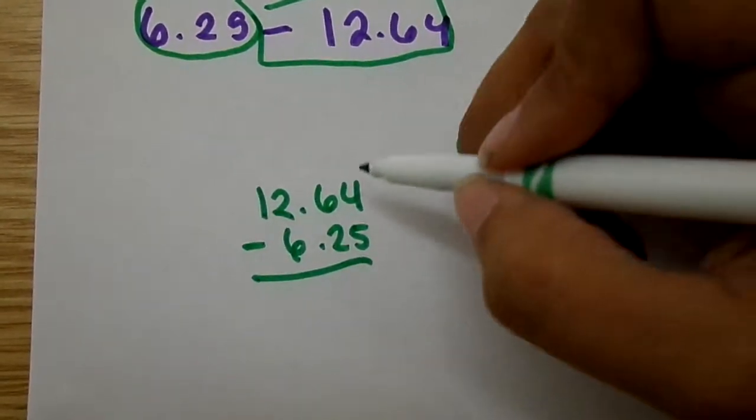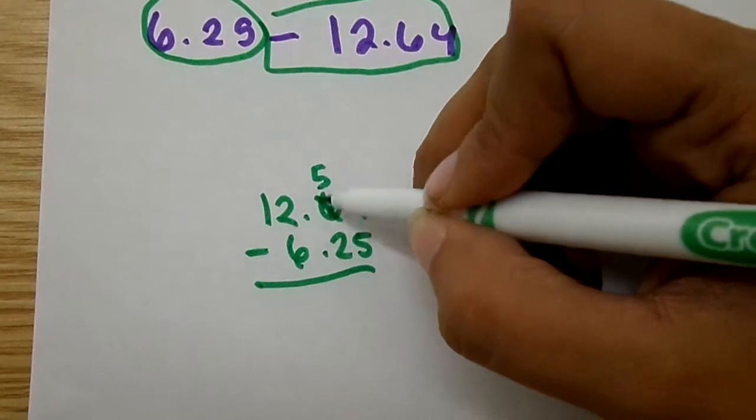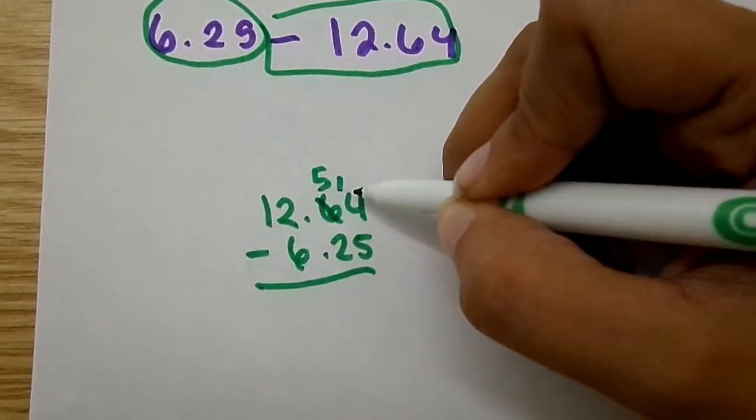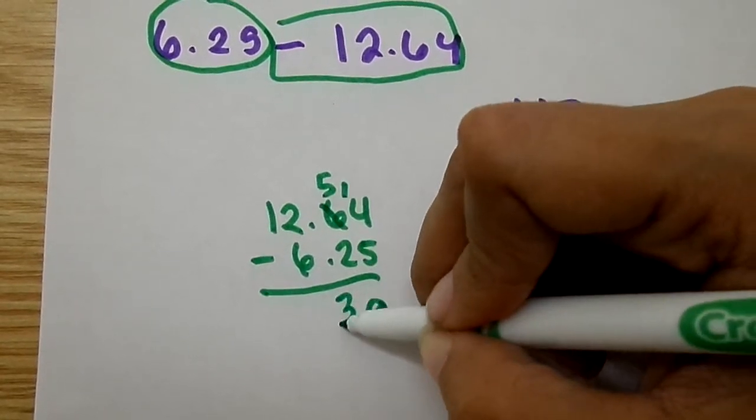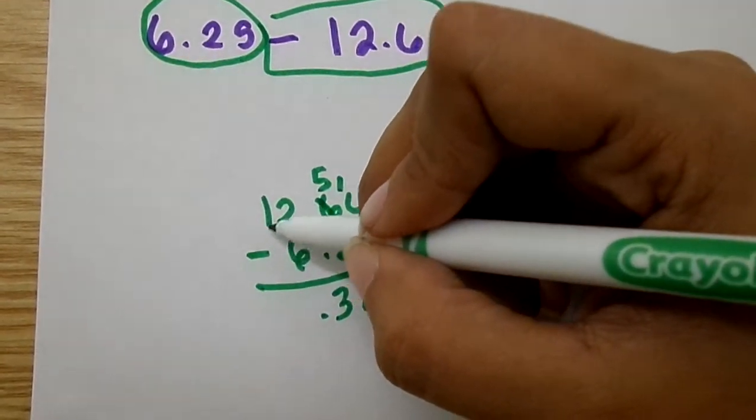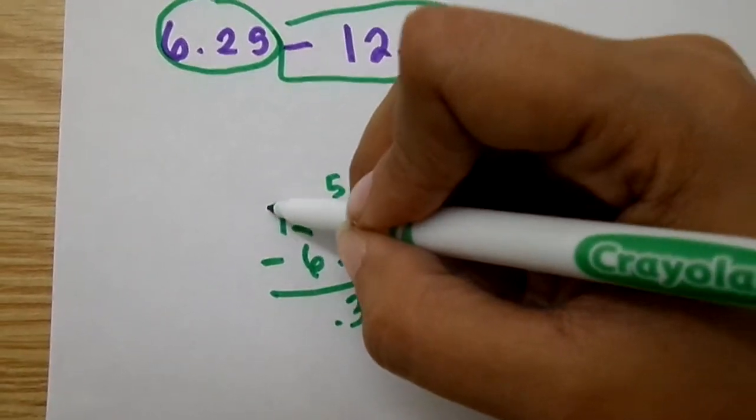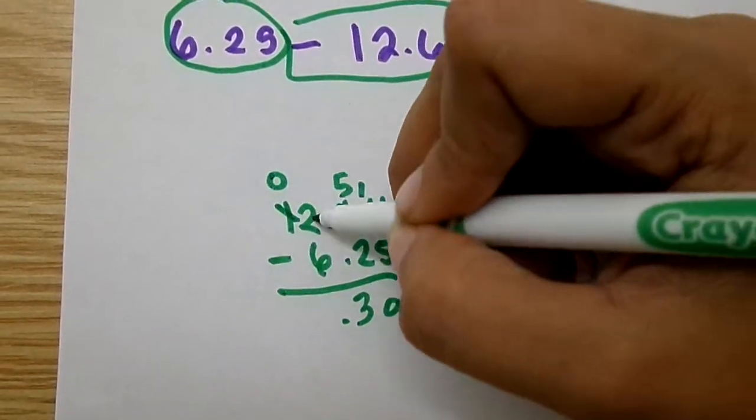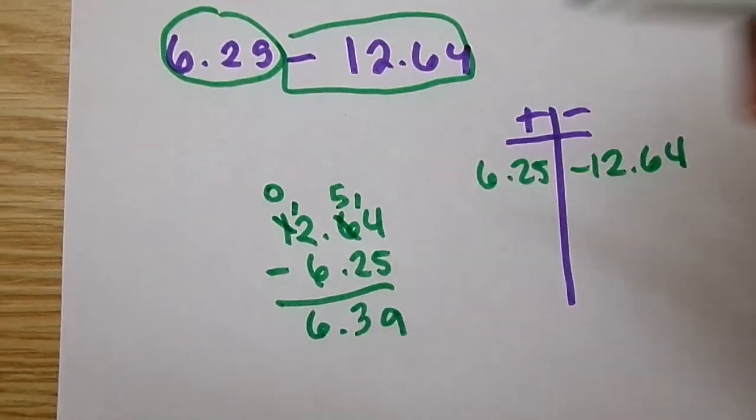I'm going to have to borrow. For subtract 5, I couldn't do it, so I have to borrow from the 6, make it a 5. That 4 now becomes a 14. 14 subtract 5 is 9. 5 subtract 2 is 3. Right now I can actually do 12 subtract 6, which is 6. But most likely kids are probably going to borrow from the 1, make it a 0, make the 2 a 12. 12 subtract 6 is 6. My decimals are lined up.